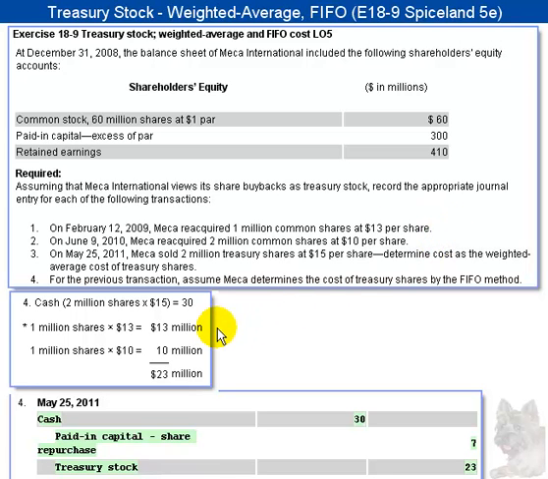And on 4, if we're using the FIFO method, we assume that the first one in was the first one out. So the 13 million we acquired on February 12th goes. All 1 million shares of those go, and then 1 million of the 2 million we acquired on June 9th goes, and that was at $10. So we have a $23 million treasury stock cost. So we reduce treasury stock by 23 million, and then the difference goes to paid in capital share repurchase equal 7 million.